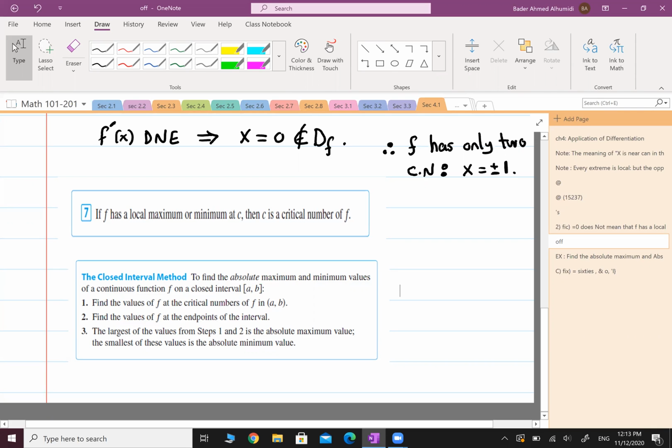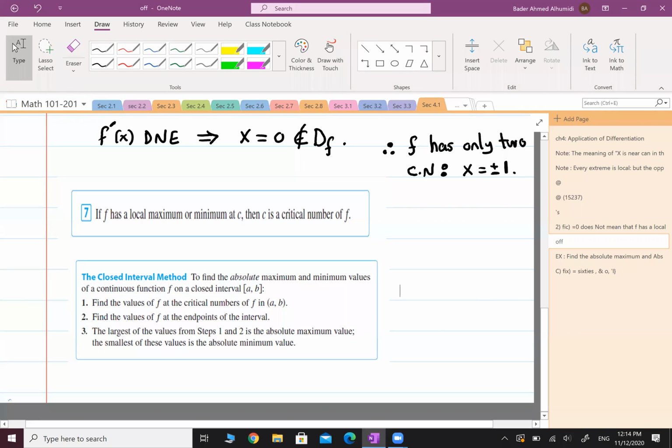What does this method say? What are the 3 steps we need to do here? It says, okay, I will tell you now how to find the absolute maximum and absolute minimum values of a continuous function f over a closed interval. You remember the extreme value theorem. The extreme value theorem says if we have a function that is continuous over a closed interval, then there is an absolute maximum and there is an absolute minimum. Now, this method will tell us how to find them.